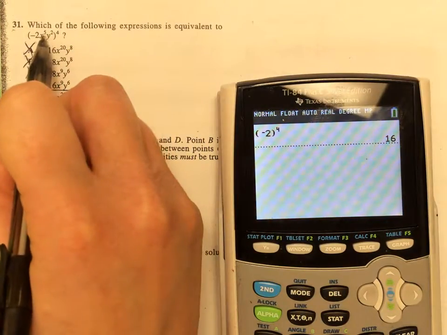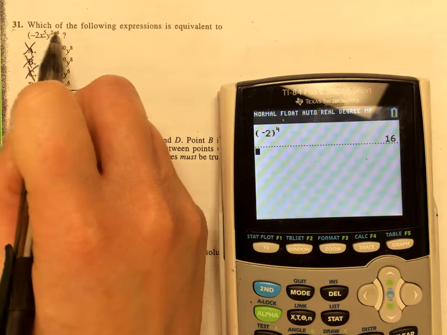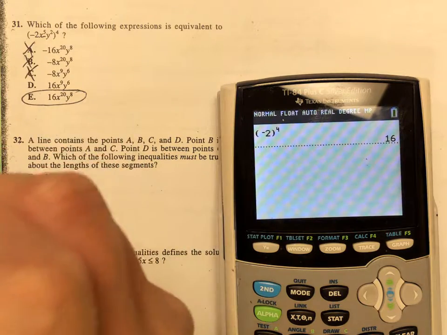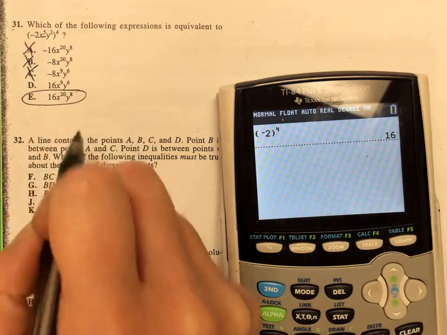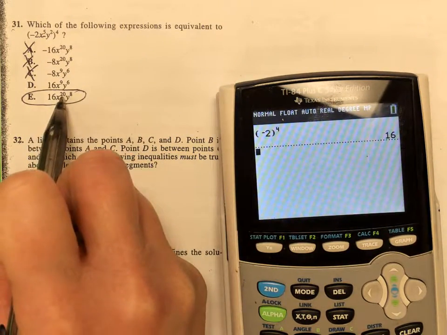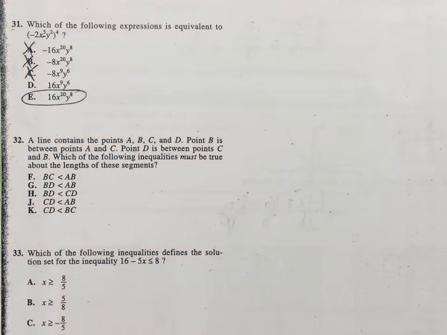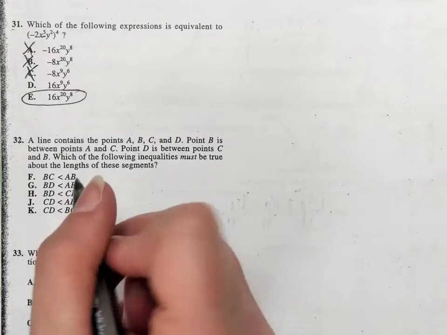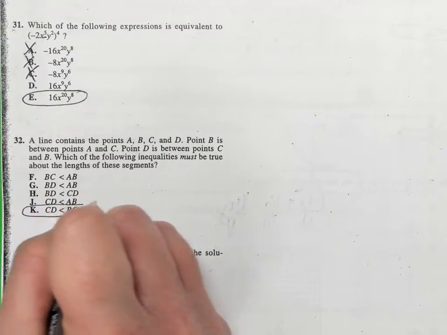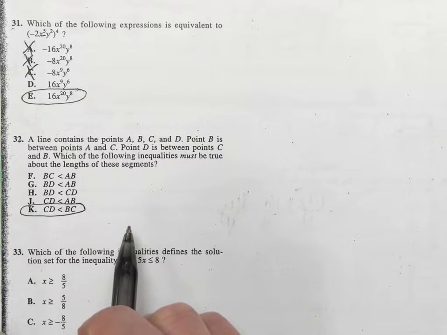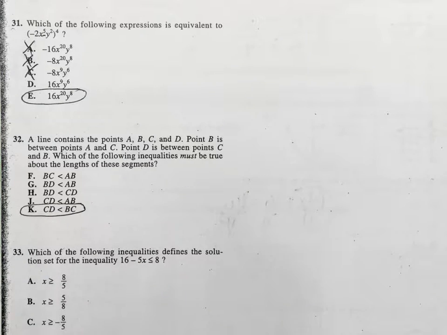And then when you have one base of x, what do you do to the 5 and the 4? Add, subtract, multiply, or divide? Multiply. Very good. And the only one where 4 times 5 is 20 would be E. So 16x to the 20. All right, 32, you should have gotten K. Does anybody need me to go over that one?